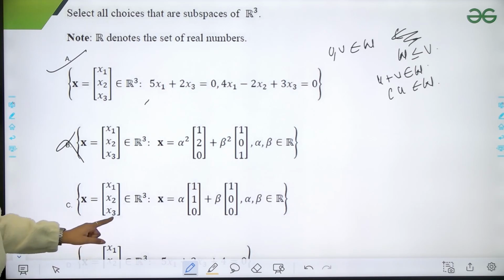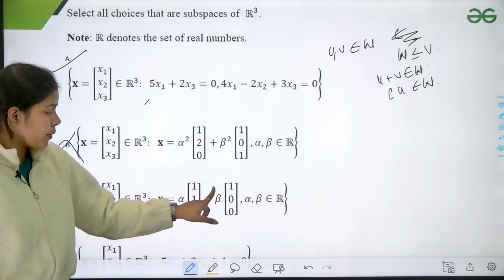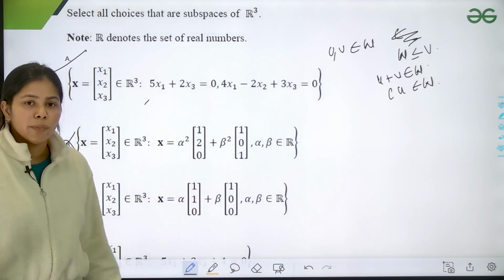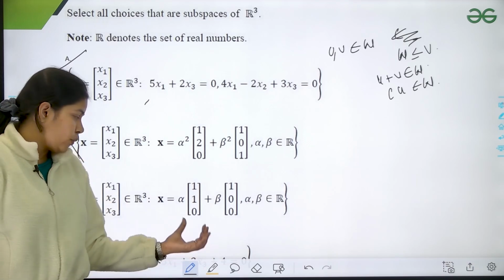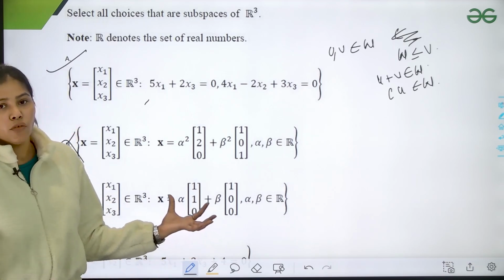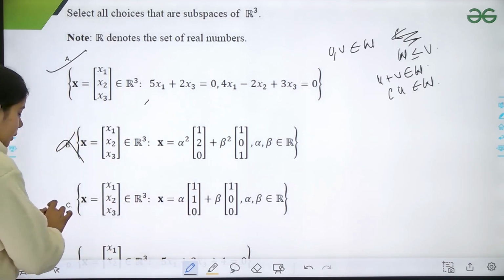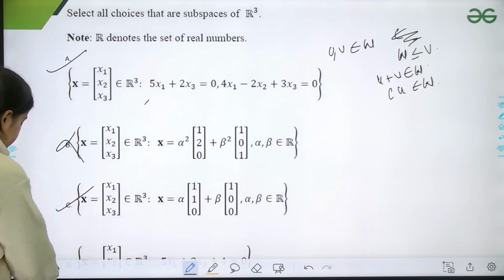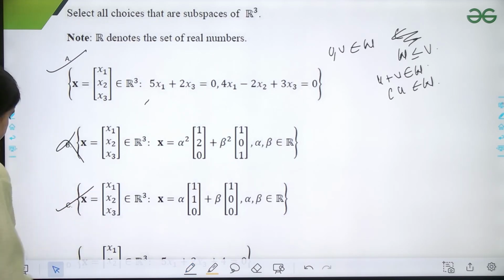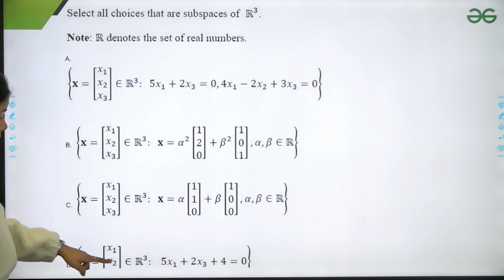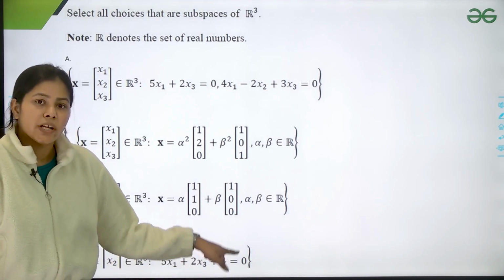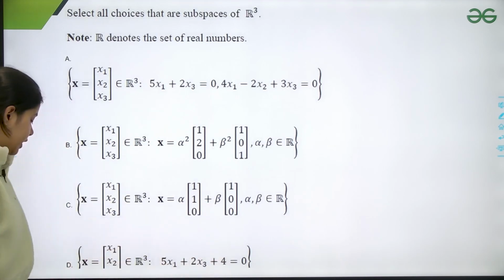This one would again form a subspace. You can see that 1 1 0 and 1 0 0, it would be a combination of that. So if I take any two vectors, something like that, you will again get a combination, and if you multiply with a scalar, you would get a combination. Now let's see the last option. In the last option, we have a constant in addition, so that's why it is not a subspace. So D is not a subspace.